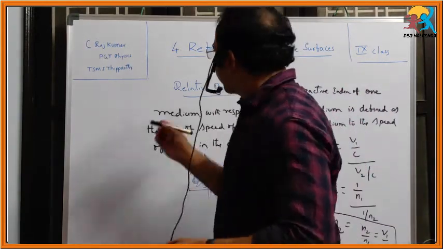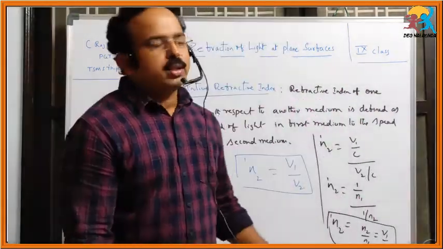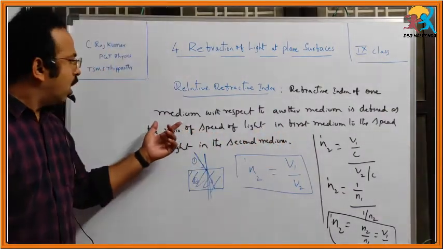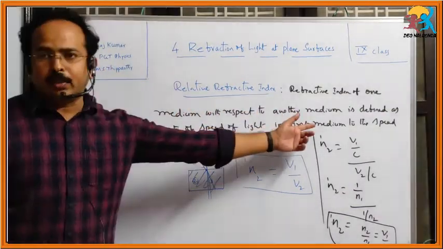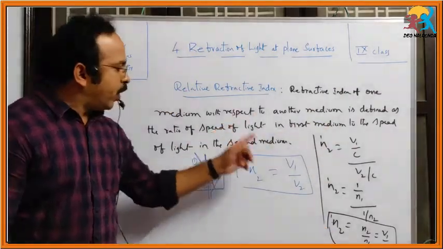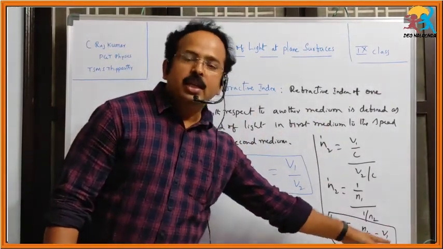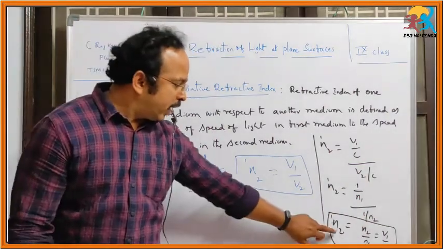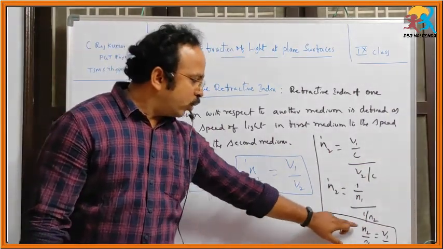So this is a very important topic about relative refractive index, which says that the refractive index of one medium with respect to another medium is equal to the speed of light in the first medium to the speed of light in the second medium. The very important form is n21 is equal to n2 by n1 is equal to v1 by v2.